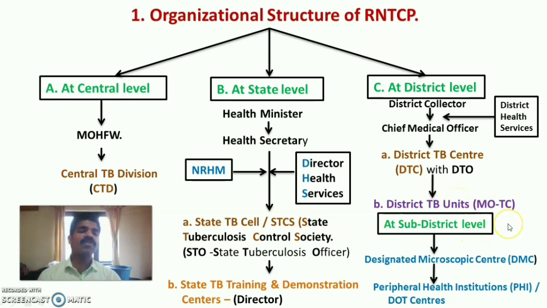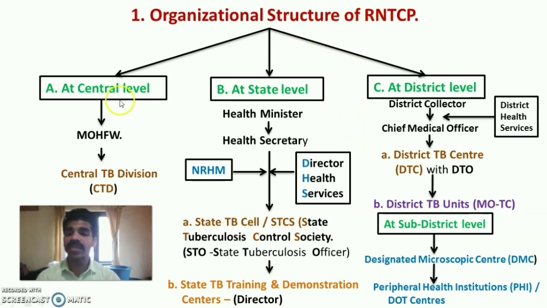At sub-district level, we have two organization structures to render the implementation of RNTCP, that is the Designated Microscopy Center, that is DMC, and peripheral health institutions such as sub-centers, primary health centers, etc. These come under peripheral health institutions to render the services of RNTCP implementation program, and these institutions are also known as DOT centers. So these are the important organization structures in India to render the RNTCP program.